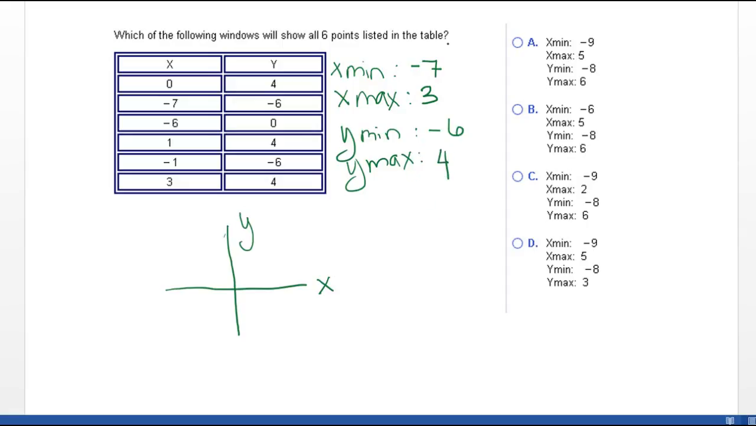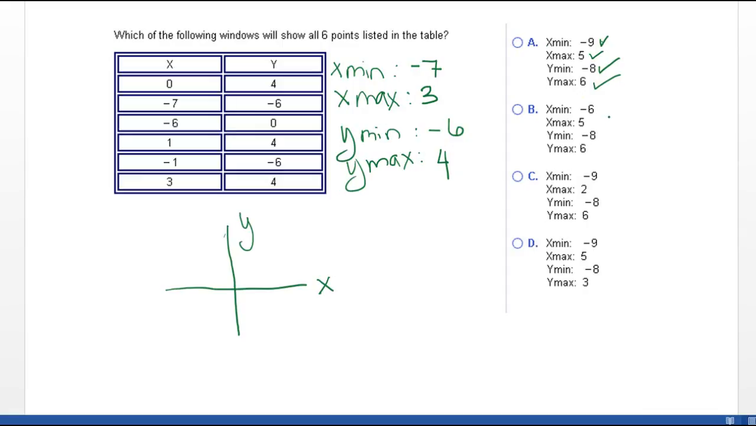So that means that we have to have -7 or smaller for our x min. We have to have a 3 or larger for our x max. We have to have a -6 or smaller for our y min. And we need to have a 4 or larger for the y max. So if we go through and look at this first option, A, -9 for our x min is smaller than -7, so that'll work. 5 is larger than 3 for the x max, that will work. -8 will be smaller than this -6, so that's going to work. And 6 will be larger than this 4, so that'll work. So A is going to work.